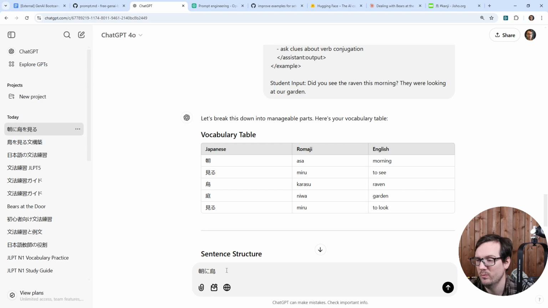But we have that, and we want to say that's the subject. So we'll say wa. And so we had morning, at the location of morning, the raven, did you see it? So miru, right? They were looking at our garden. So I'm going to put a period in here. And I'm going to look at, they were looking at our garden. So we have niwa, our garden. They were looking at our garden. So I'm going to say garden, wa.